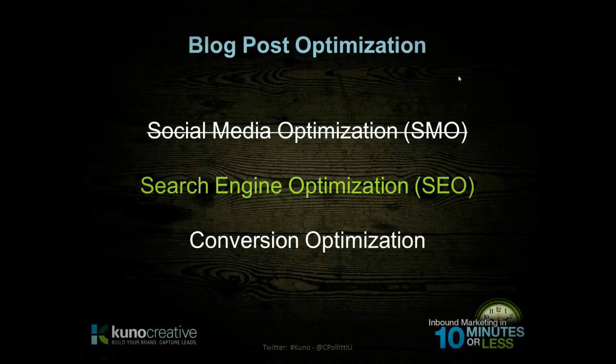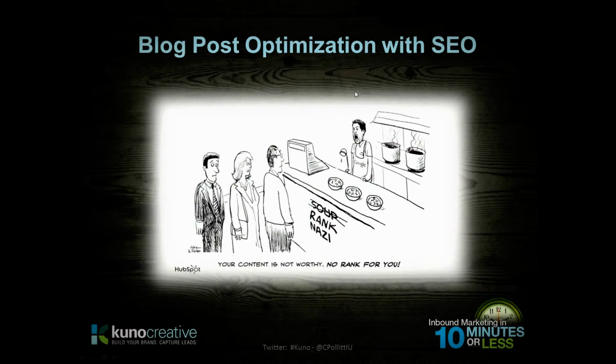So this is the second part of a three-part series on blog post optimization. Last week we talked about social media optimization, and this week we're going to be addressing search engine optimization. Now, what do I mean when I say blog post optimization with SEO? Specifically, we're going to look at on-page SEO factors for your blog. So those are factors that theoretically we have full control over, those factors that we do not have to rely on others to take action, like build backlinks and so forth.